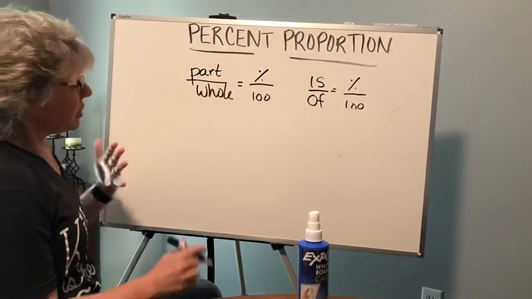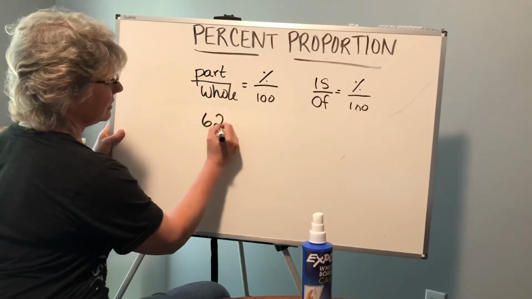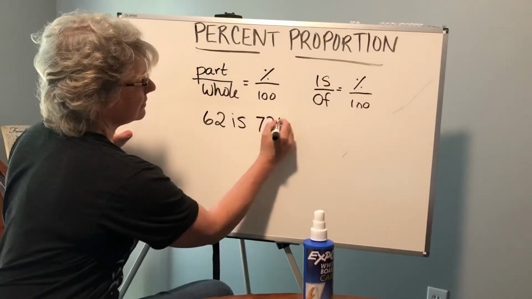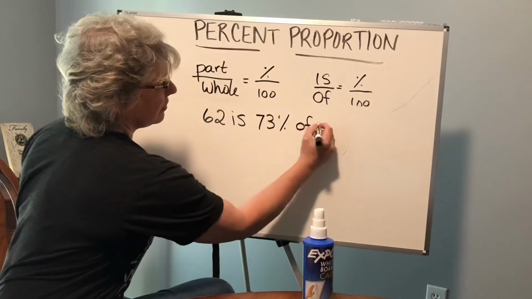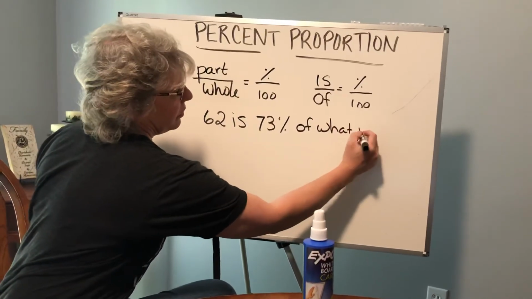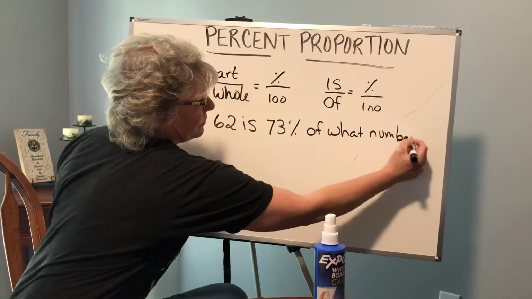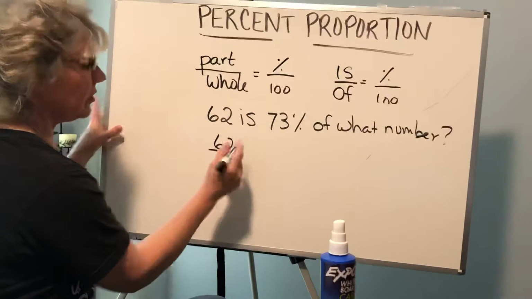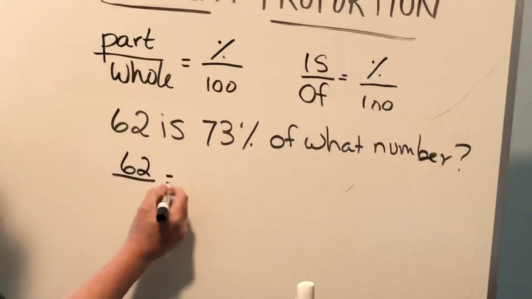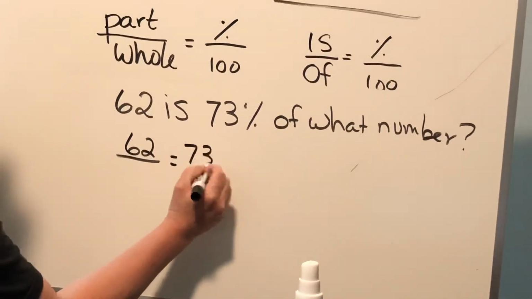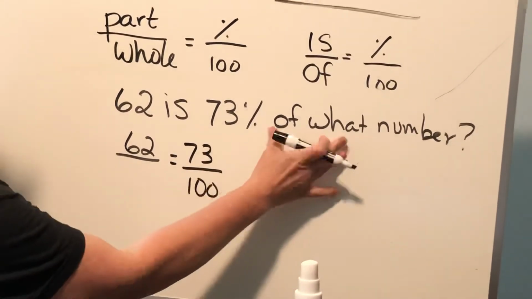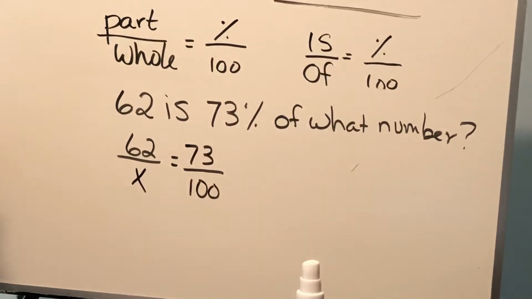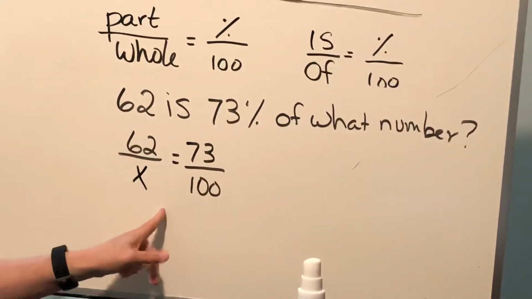All right, so in this next problem, we're going to take 62 is 73% of what number? We're being told 62 is, it's a part of something else. We're being told we've got a percent. But we don't know what 62 is the part of. That's what we're trying to find out. Having said that, this is how this problem would be set up.